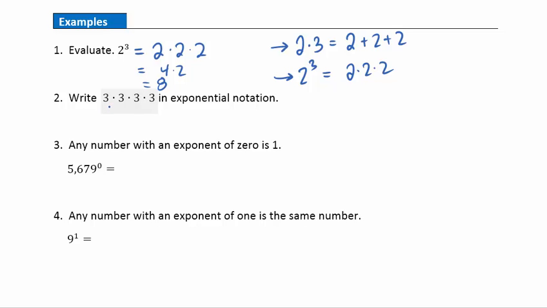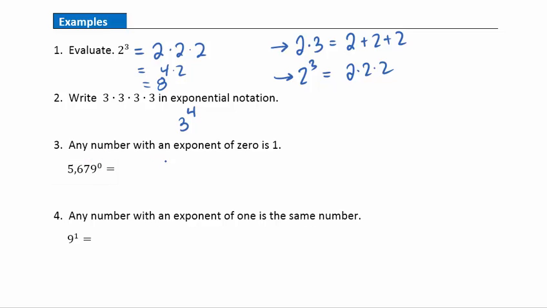Write 3 multiplied together 1, 2, 3, 4 times in exponential notation. So we're not asked to evaluate here. All we want to do is write this as an exponential expression. Our base is going to be 3. How many of those 3's are we multiplying? Well, we're multiplying 4 of them, so that's going to be my exponent.